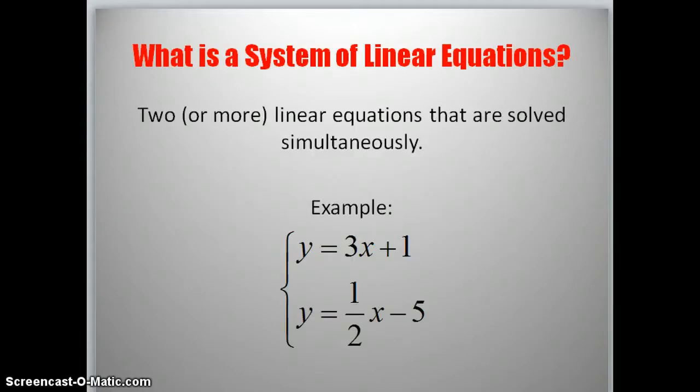First, let's talk about what a system of linear equations is. A system is two or more linear equations that are solved simultaneously. Now, we'll be looking at just two equations in this class, but do know that you could have more than two linear equations being solved. And you see an example here. These are two linear equations. These should look familiar to you. And sometimes you'll see this bracket surrounding them that just shows that those two equations go together. Some textbooks leave it out.